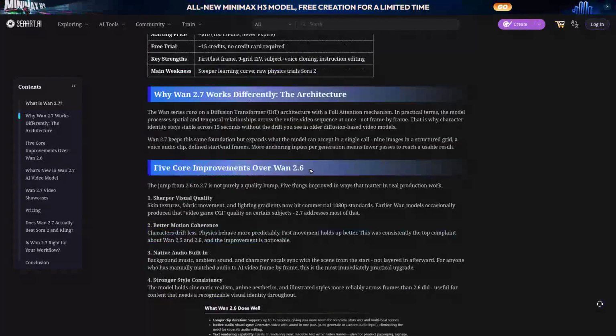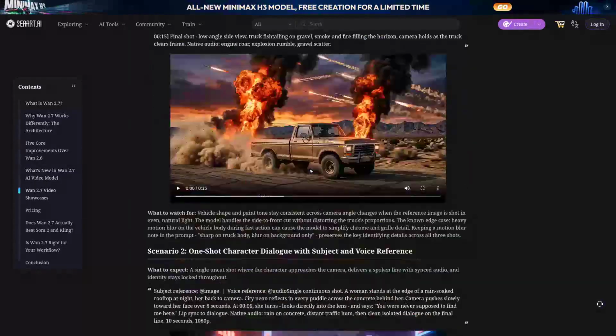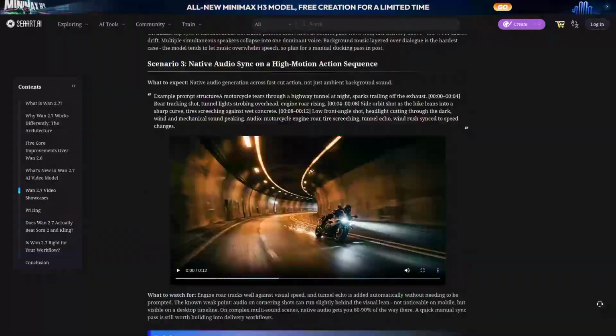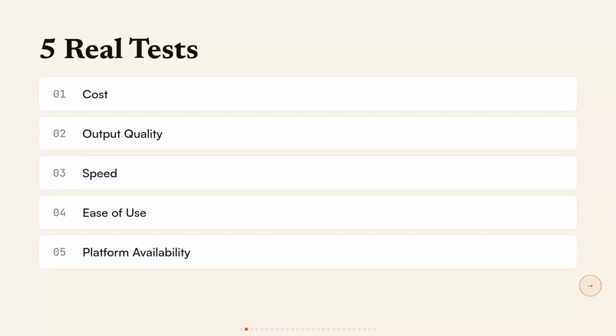You queued up 100 clips in WAN 2.6, got the bill, then ran the same batch through WAN 2.7, and watched the cost jump 2.5 times. That's the decision sitting between these two models right now. WAN 2.6 is Alibaba's lean, budget-friendly model. WAN 2.7 is the cinematic upgrade. So which one actually earns your money?